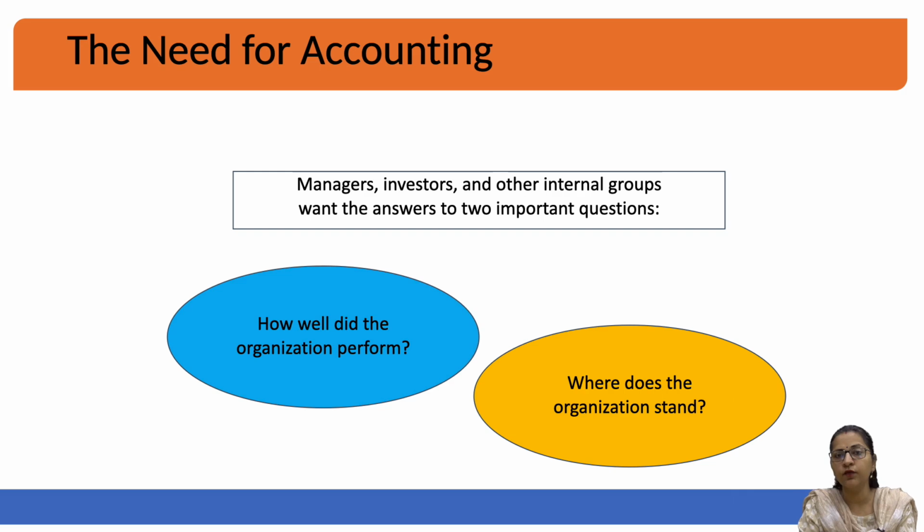Now, explaining the first one, how well did the organization perform? How will you come to know how the organization has performed? The answer to this question will come from profit or loss. So, the managers would like to know whether the company has made a profit or loss out of the transactions which were held in the last financial year.